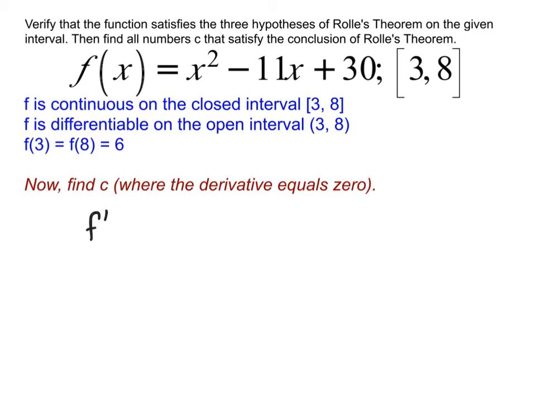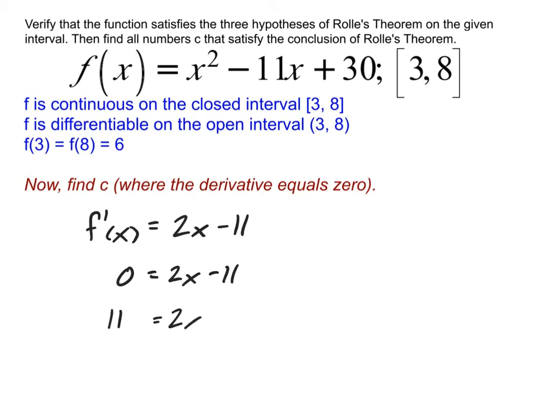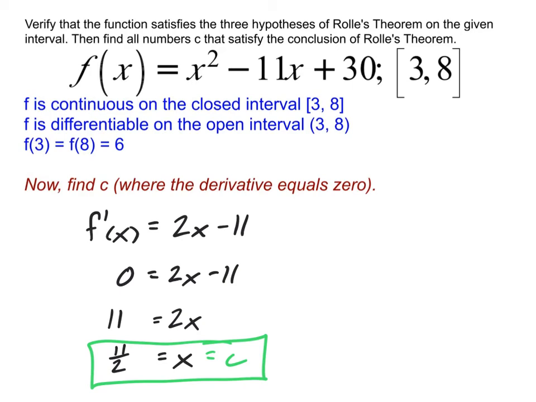So we're going to do f prime of x first here, and that's going to be 2x minus 11. And we want to set that now equal to 0. So we're going to go 0 equals the 2x minus 11, and now solve that for x. And so x equals 11 halves, or 5.5, however you want to write it. That is our c value. And so that is our final solution.